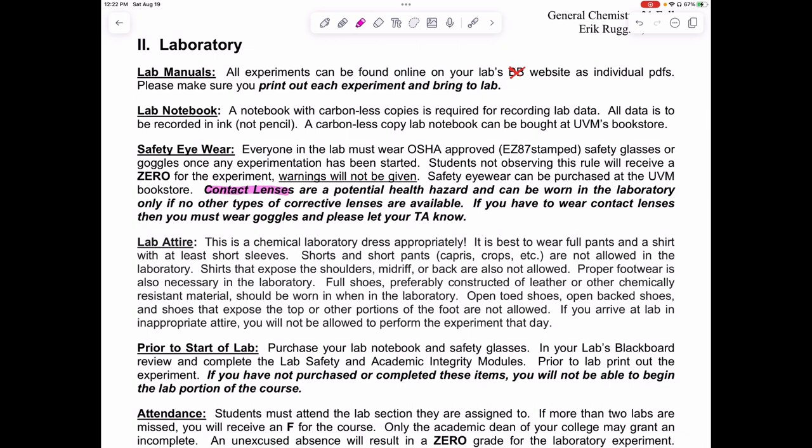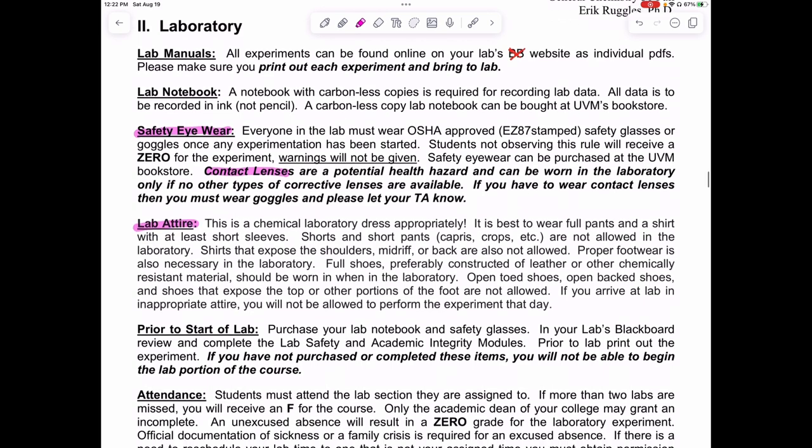Also, you should not wear safety glasses at all. You should only wear safety goggles. But you have to do both those two things if you only have contacts. A, talk to your TA to let them know, and B, only wear goggles. Because like I said, it's a different beast with that contact. So that's safety eyewear, which is important. Lab attire is also important.